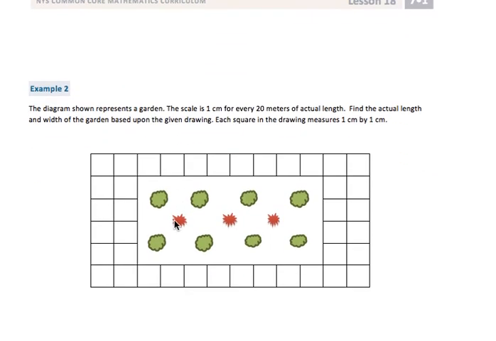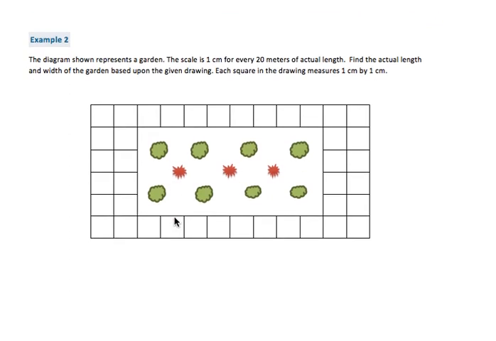Example 2 shows a diagram that represents a garden. The scale is 1 centimeter for every 20 meters of actual length. We're going to find the actual length and width of the garden based on the drawing, knowing that each square in the drawing measures 1 centimeter by 1 centimeter.